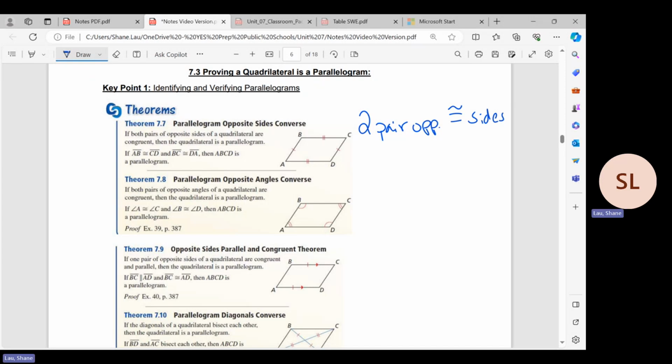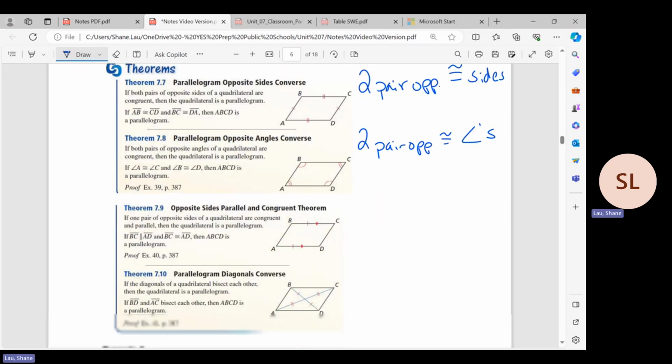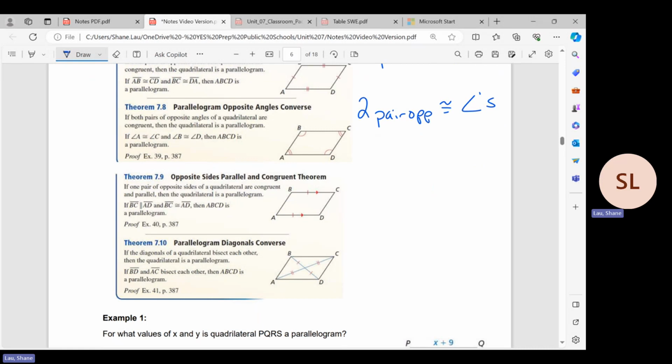7.8, parallelogram opposite angles converse. Well, that looks a lot like 7.4. And you'd be correct, it is quite a lot like 7.4. And so we see here we have two pair of opposite congruent angles now. But this third one, this one we've not seen before, actually. We've not seen this theorem before.